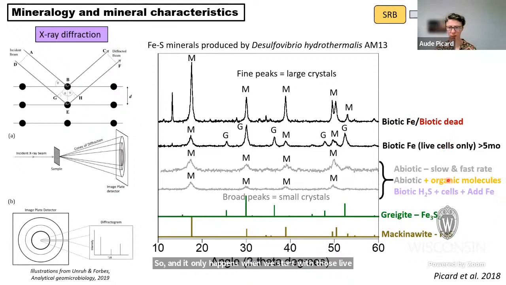And all of the other conditions that I've shown you, that is the abiotic condition with different rates of sulfide addition, the abiotic condition with organic molecules, and those biogenic conditions where we add iron later, we see much smaller particle size. And so that tells us here that the larger crystal is due to this templating effect where iron can bind to the cell surface before it interacts with sulfide. And then we have a role of microbes, of live microbes. We still don't know really how, but that drive the transformation.